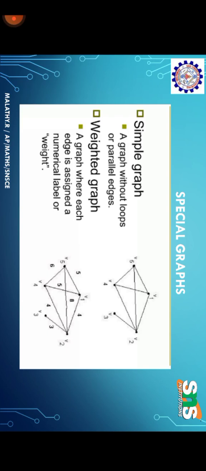Next is special graphs. First one is the simple graph. In a simple graph, we don't have any parallel edges or any loop. So we have exactly one edge between two vertices. This is called a simple graph. Next, weighted graph. A graph where each edge is assigned a numerical label or weight is called a weighted graph. For example, between V1 and V2 we have labeled the edge as 4. So this is called a weighted graph.